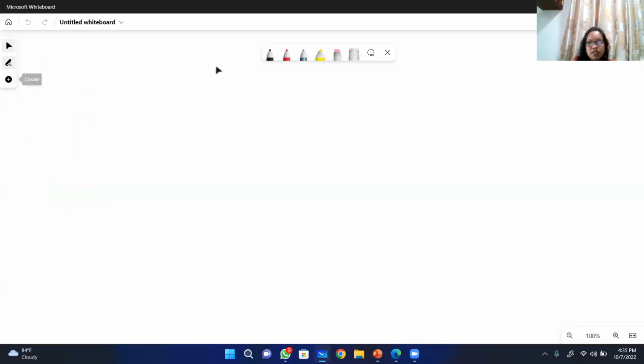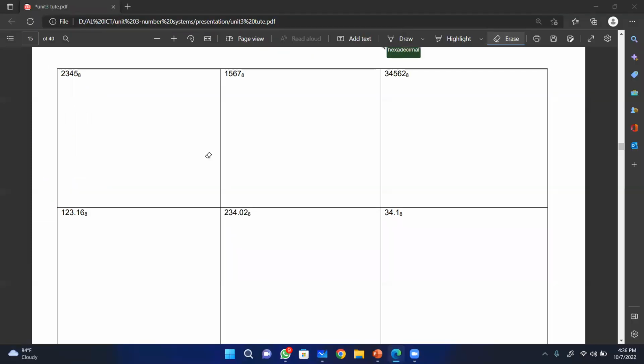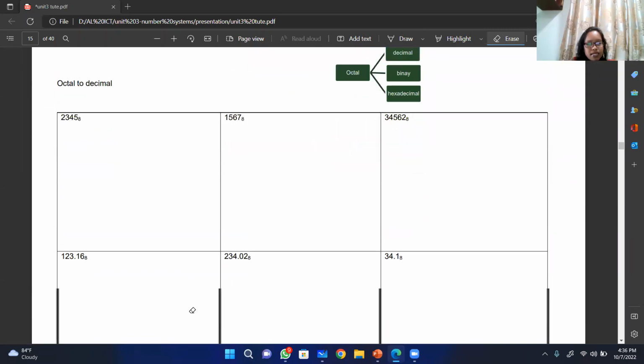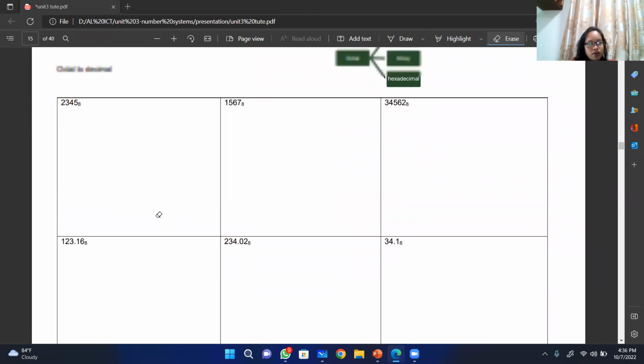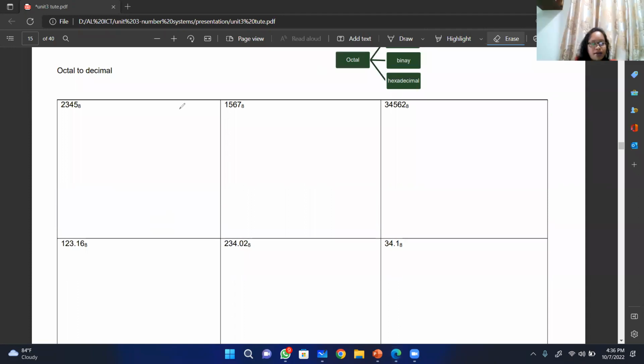Yes. What are the parts that I gave you as homework? Only octal to decimal, teacher. Octal to decimal, some parts I discussed in the class, no? Teacher, you did the example, but you said to do it as homework. Right. Then we see the answers. Octal to decimal, the first one.